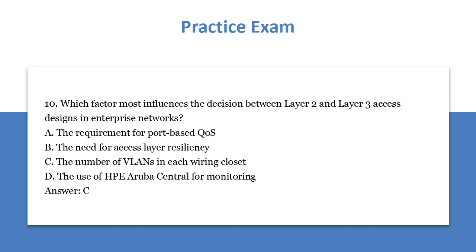10. Which factor most influences the decision between Layer 2 and Layer 3 access designs in enterprise networks? A. The requirement for port-based ACLs. B. The need for access layer resiliency. C. The number of VLANs in each wiring closet. D. The use of HPE Aruba Central for monitoring. Answer: C.